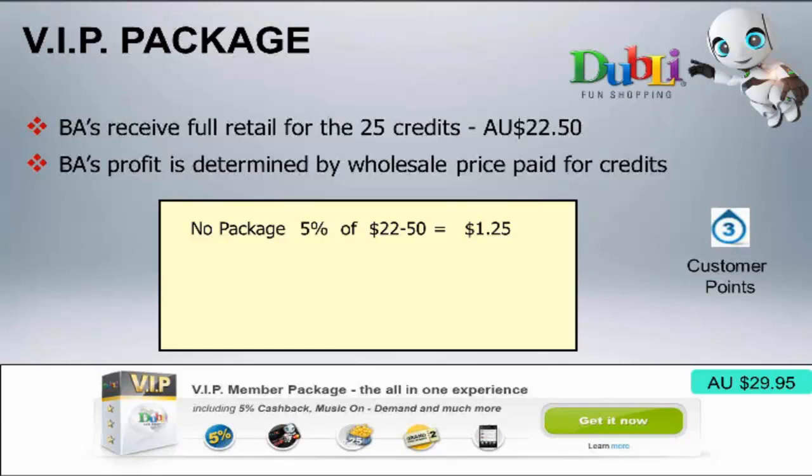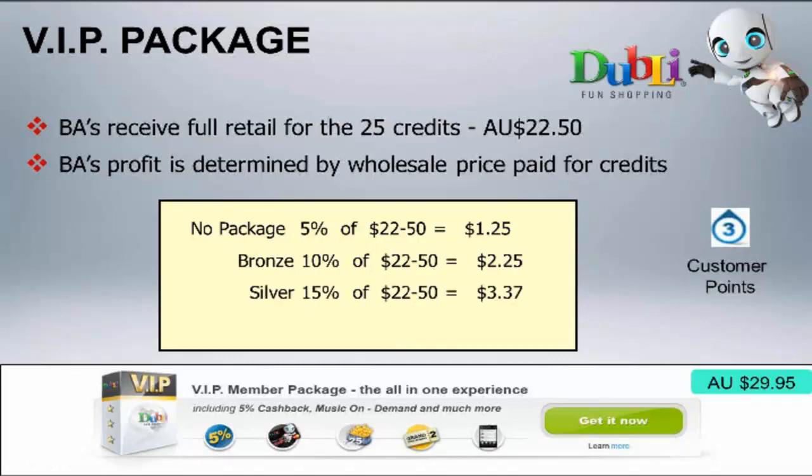So you can see that 5% of the $22.50, your profit margin will be the $1.25, even though you're receiving the full $22.50. 10% is $2.25 profit, you receive the full $22.50. The same with the 15, you get the full $22.50, but your profit's $3.37. And with the gold, your profit is $5.63. Of course, you're receiving the full $22.50 because you bought those credits at a gold discount of 25%. So you can see here that in the VIP package you're earning on credits, not on the cost of the package. And it's important that you get your head around that.